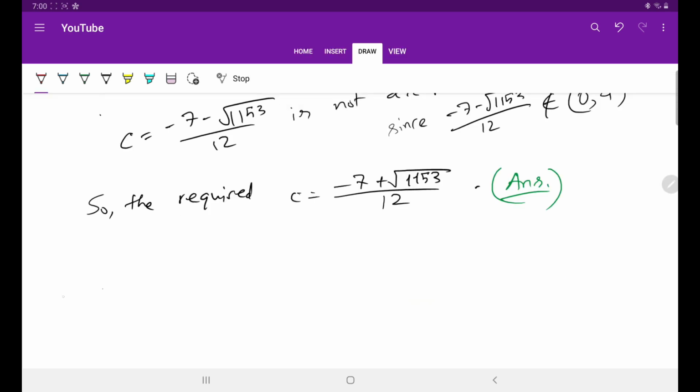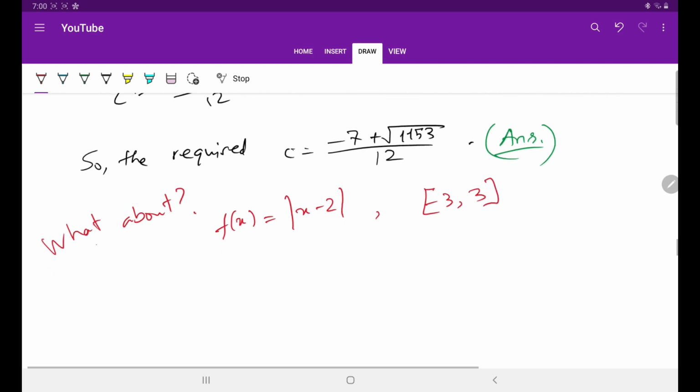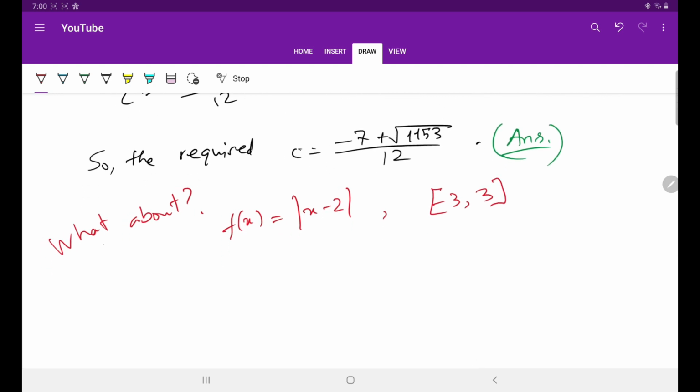Okay, then what about this one, where the domain is minus 3 to 3? So let me ask you, is it possible to do it? Okay, to be sure we need to check the conditions, right? So what was the first condition? Continuous. So yeah, mode functions are continuous, right?